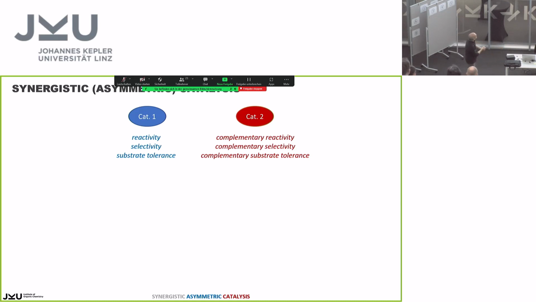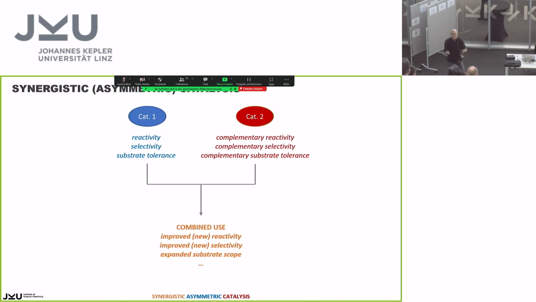What you can do is you can think about using the two in a combined, synergistic use. If we do this, and if we design it well, and if we're lucky, we can have improved, maybe even new reactivity that a normal catalyst cannot do. We can have improved selectivity, and maybe we can make molecules that we could not make before. So this is the major goal of what you want to do in synergistic catalysis. And of course, you can also think about applying it to asymmetric catalysis so that you combine all this.